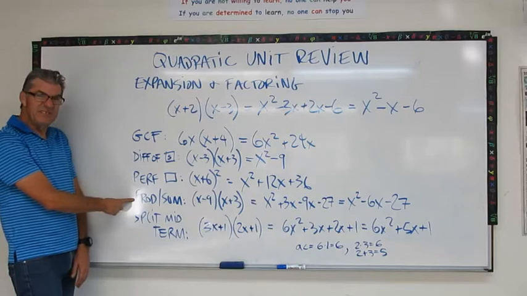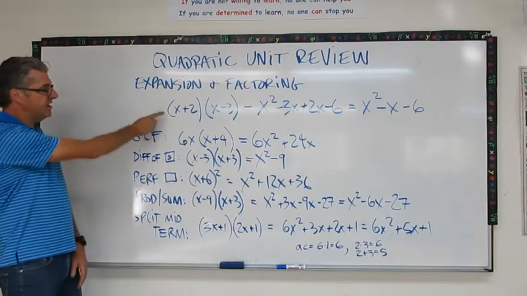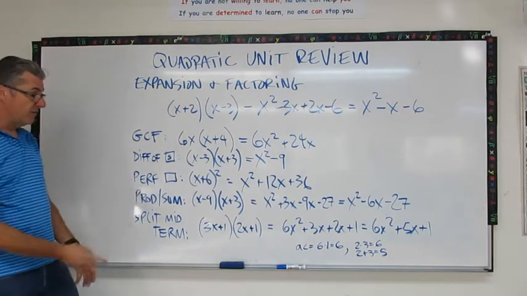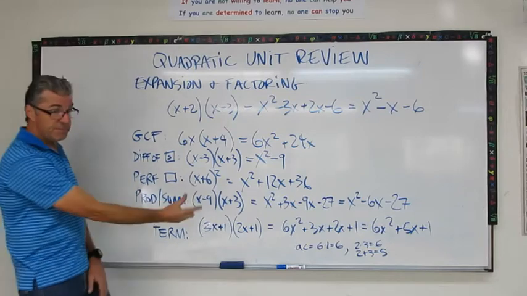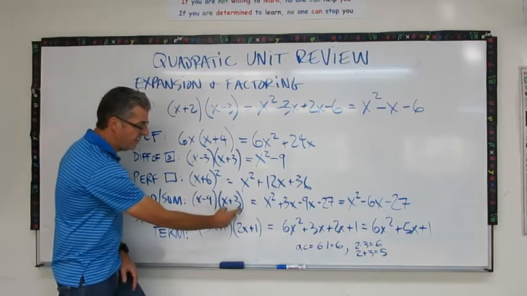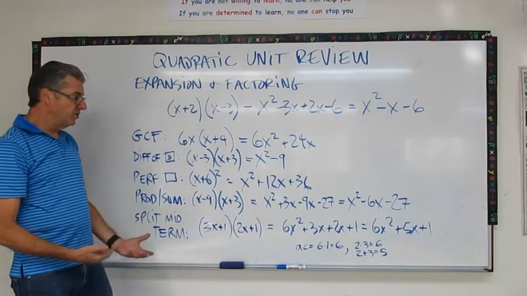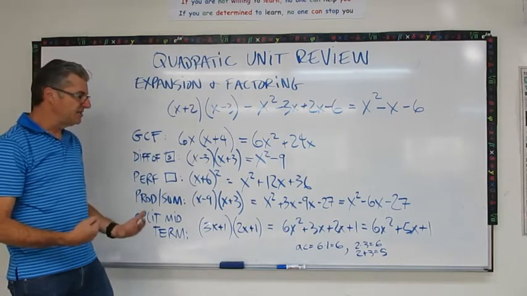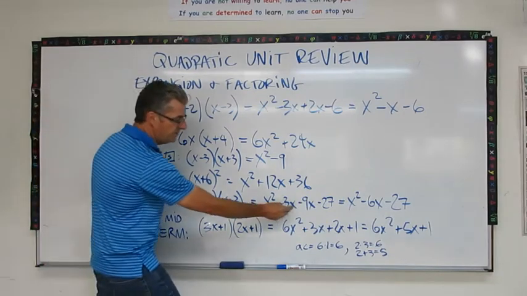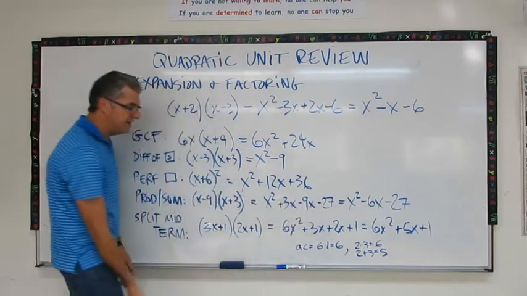Product sum type, this is a FOIL. Just like this one up here, I gave you a different problem right there. So this is the binomial x minus 9 times the binomial x plus 3. And what we do is we do first, outside, inside, last. So that gets us x squared plus 3x minus 9x minus 27.